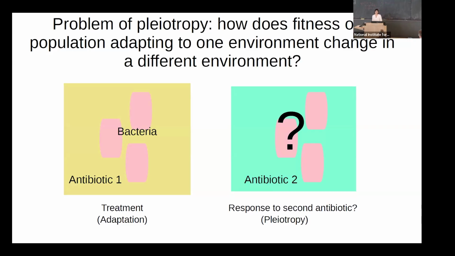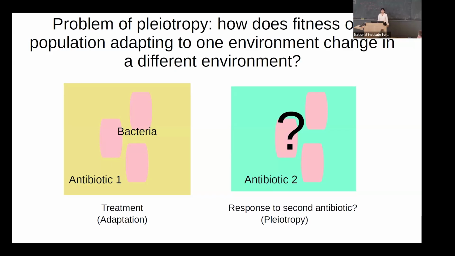You can think of a biological example, which is the one that I show here. Suppose we have a bacterial population, which is treated with an antibiotic 1. This bacterial population develops resistance to this antibiotic, so it adapts to this antibiotic. And so the question is, would it also be resistant to a second, yet unknown antibiotic? Or would it lose its fitness? Or would it be more sensitive to the second antibiotic?